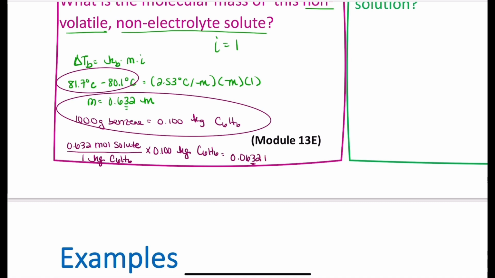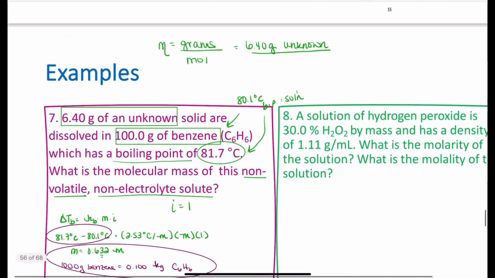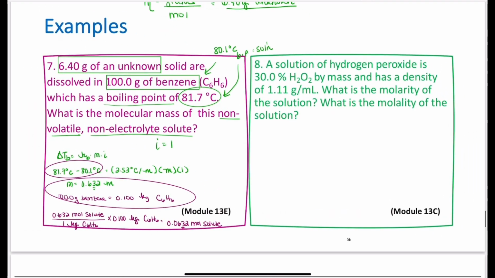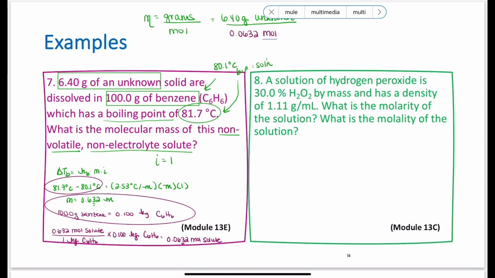Again, my sig figs are at the 2, but I'm just going to carry an extra one right now just for safety. Common question from students, how many sig figs extra do I carry? I usually carry one until the very end. That tells me that I have this many moles. I'm going to plug that into the equation up here. Sorry, I'm trying to get them all on the same screen. 0.0632 moles of my unknown, which gives me 101 grams per mole.